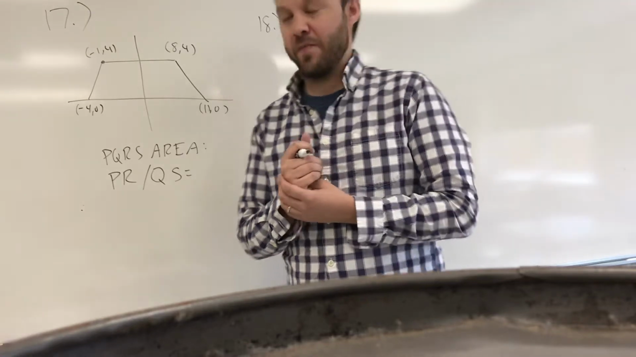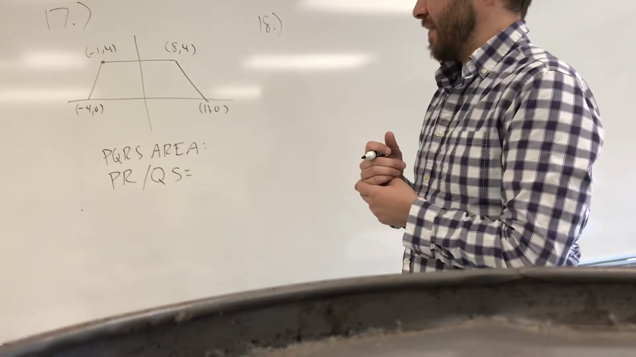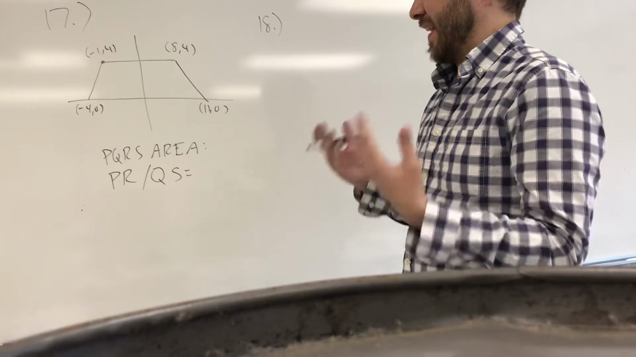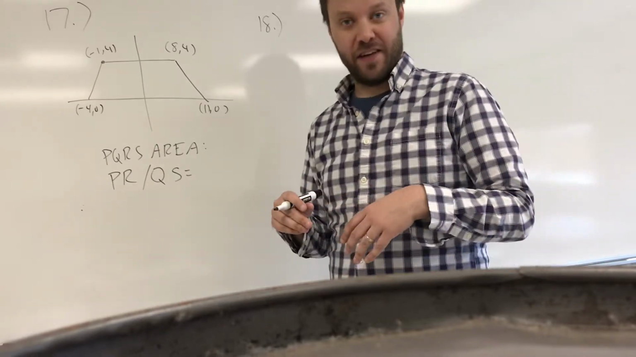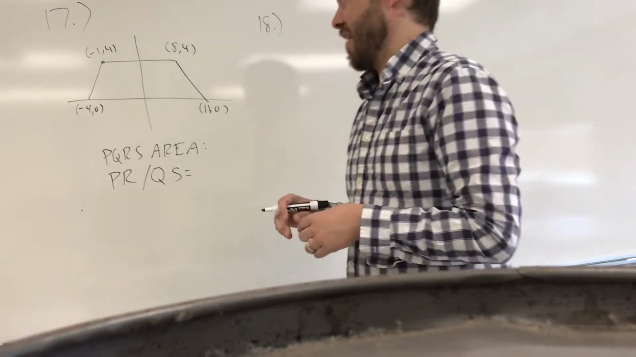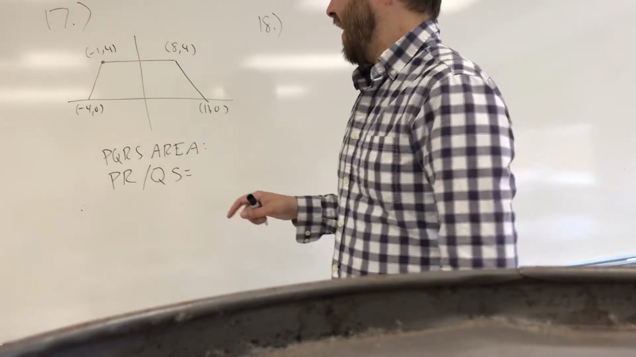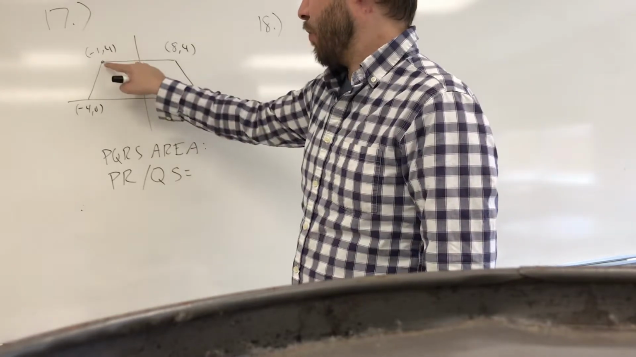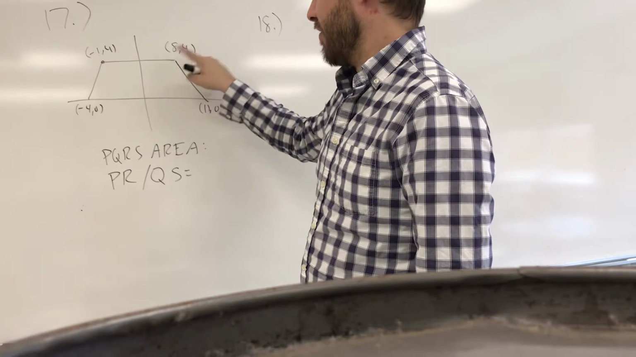Question 17 from 9.6 asks you for the name of the shape, the most specific name, and it looks a whole lot like a trapezoid. It kind of looks like an isosceles trapezoid. So let's just verify here. Notice that we're at a y-coordinate of 4 here. We're at a y-coordinate of 4 here.